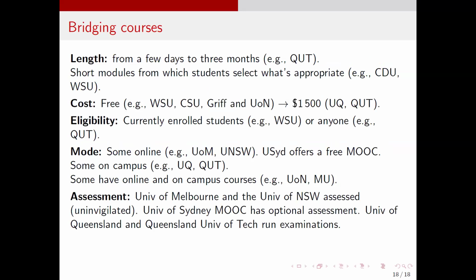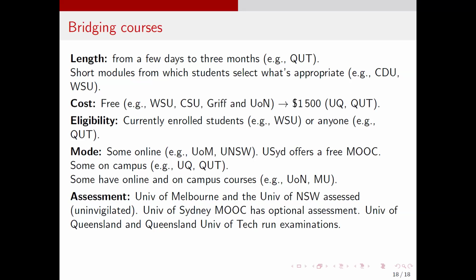Queensland University of Technology, Charles Darwin offers a selection of short modules, so you can do a very short little bit of bridging if you only need a couple of modules. The cost varies from free to $1,500. I think that's an enormous range. But then the length is an enormous range as well.